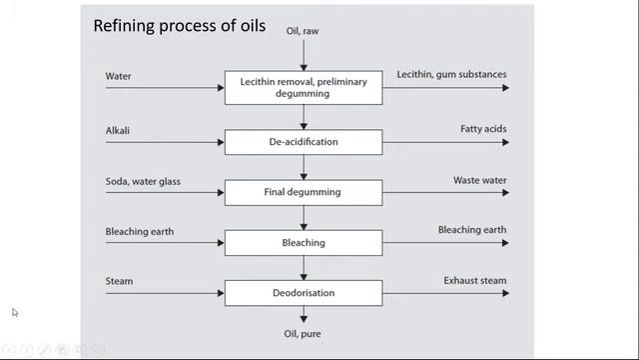So what does refining do? Refining, the word itself says, it removes the unwanted parts or unwanted particulate matter. So the refining process, you see, they do watering, what is called degumming, which removes lecithin and the gums. Then they add alkali to deacidify so that it removes all the free fatty acids which are produced by hydrolysis or so.